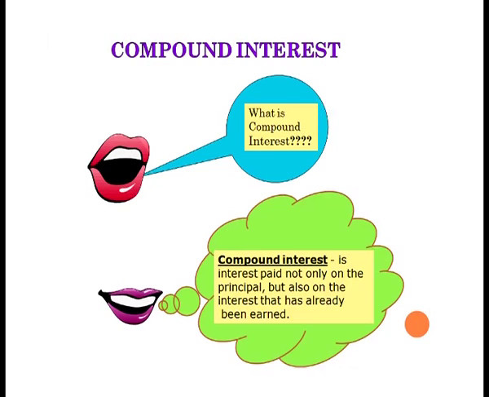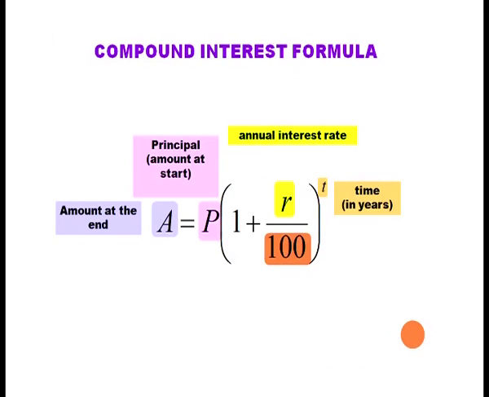That means when you are talking about compound interest, there is a formula, that is the amount at the end, A, which is equal to P multiplied by 1 plus R upon 100 to the power T. T stands for time in years and R stands for the annual interest rate and P stands for principal, which is the amount at the start.